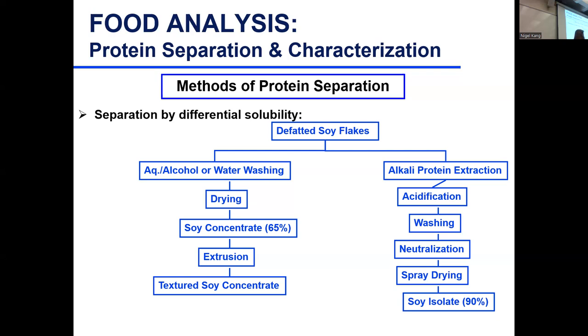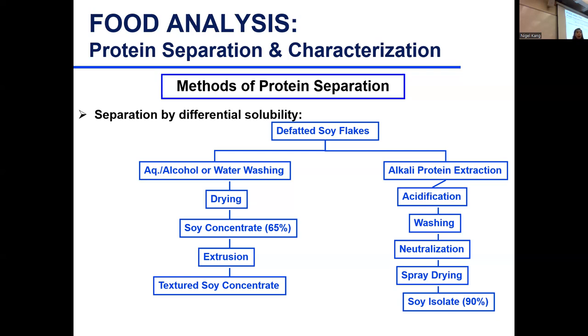And then if you do extrusion, you have textured soy protein concentrate. So the main concept is that you have just one step of washing on your defatted sample, followed by drying. For that washing step, you can use water or alcohol.